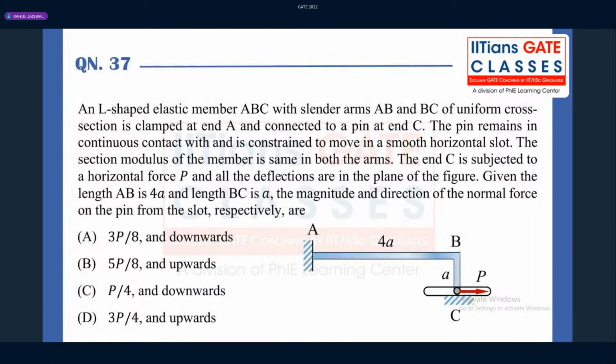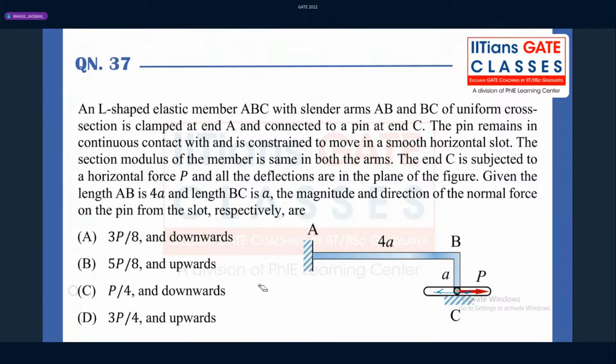Now coming to this particular question regarding strength of materials, once again here, try to read this particular problem. An L-shaped elastic member ABC with cylindrical arms AB and BC of uniform cross section is clamped at point A and connected to a pin at end C. The pin remains in continuous contact with the member and is constrained to move in a smooth horizontal slot. That means this member can only move in the horizontal slot. That means it cannot move in the vertical direction.